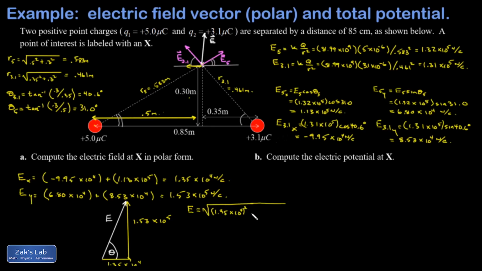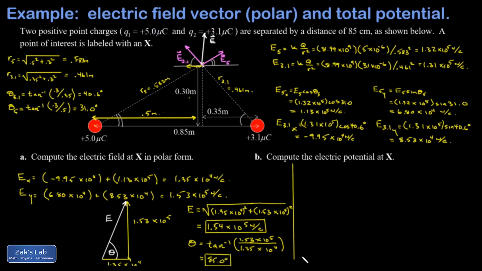And it's not going to come out that much different than the y component magnitude itself because it's so much bigger than the x component. And when I run the numbers on this, I get almost the same thing as the y component, just a little bigger, 1.54 times 10 to the 5th newtons per coulomb. And the direction, that angle theta, is the angle whose tangent is 1.53 times 10 to the 5th over 1.35 times 10 to the 4th. And that comes out to 85.0 degrees.